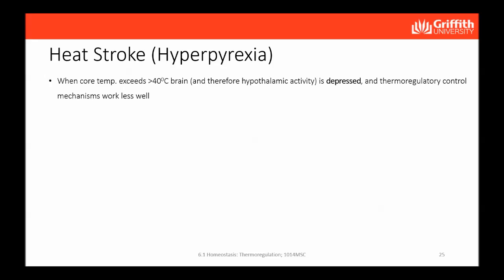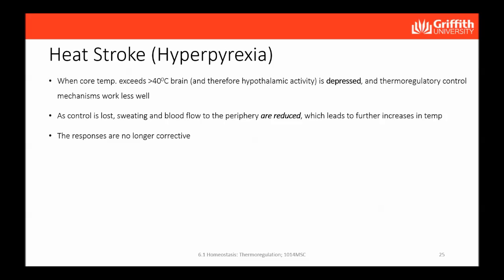Exposure to hot and humid environments makes normal heat loss processes ineffective, resulting in hyperthermia. When the core body temperature exceeds 40 degrees centigrade, the hypothalamic activity is depressed and the thermoregulatory control mechanisms work less efficiently. As control is being lost, sweating and blood flow to the periphery are reduced, which leads to a further increase in temperature, and the responses are no longer considered corrective. The heat control mechanisms are suspended, creating a vicious positive feedback loop, which, unless promptly dealt with, can easily lead to death from multiple organ failure, or at the very least there is a distinct possibility of brain damage.